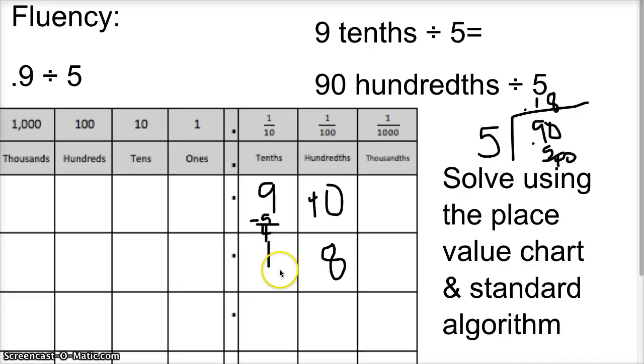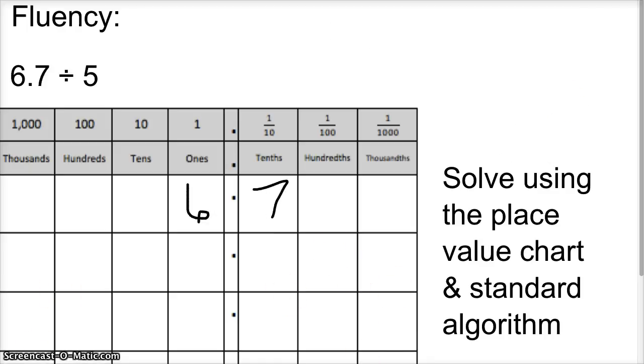All right, and my answer both ways is 18 hundredths, no matter how I do it, the standard algorithm, and using the place value chart. Okay, here's another one. You try this one.